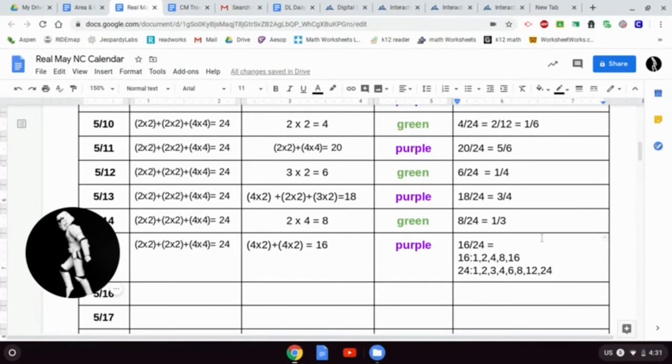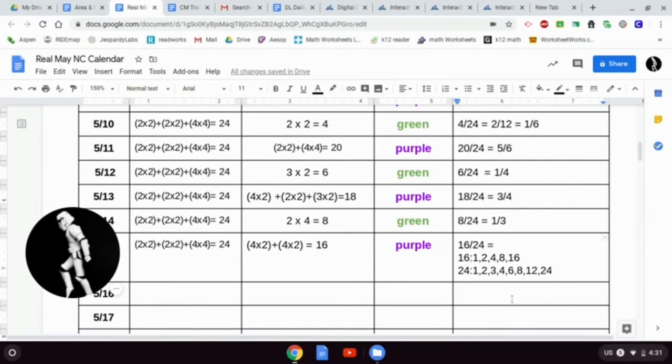Let's make a list of factors for 24. What are the factors for 24? Well, 1 times 24 is 24. 2, because 24 is an even number, 2 times 12 makes 24. 3, because 3 times 8 makes 24. 4, because 4 times 6 makes 24. So, we have all the factors for the number 24.